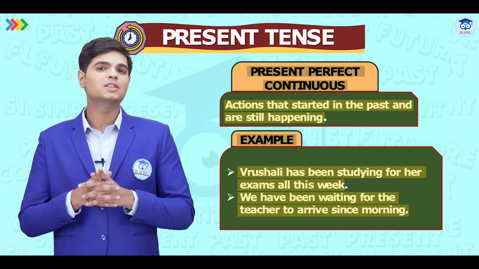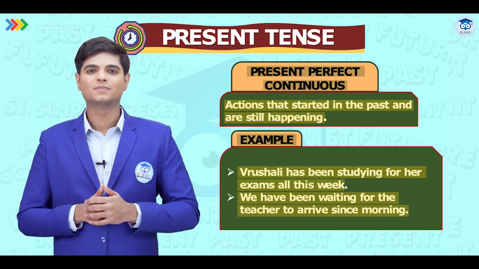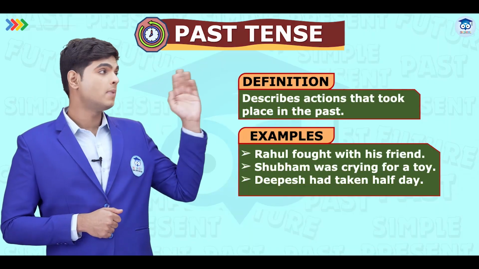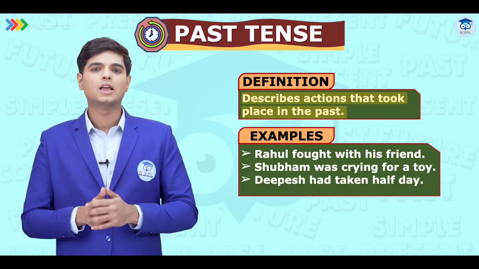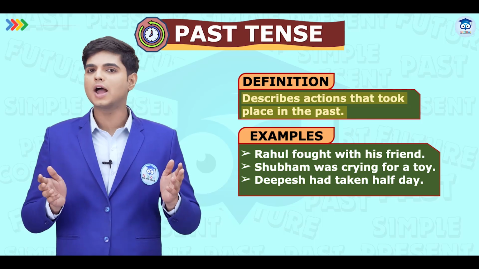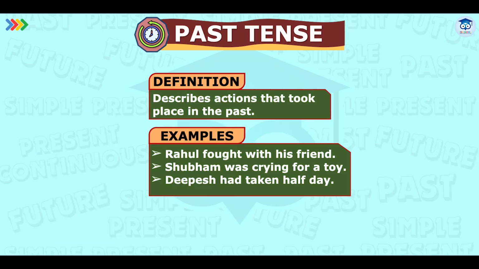Now, as we finish discussing the types of present tense, let's move towards past tense. Let's begin with the past tense, which describes actions that took place in the past. This means the action is no longer happening, it's already over. You'll notice this clearly in examples like Rahul fought with his friend or Shubham was crying for a toy. These are things that occurred earlier. Some actions are short, like Dipesh had taken half day.